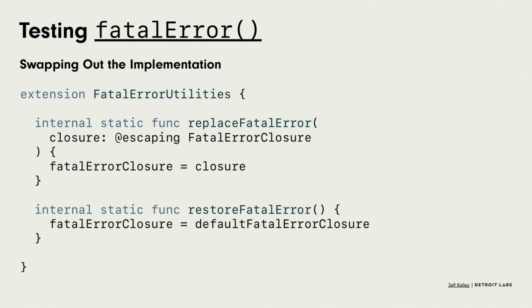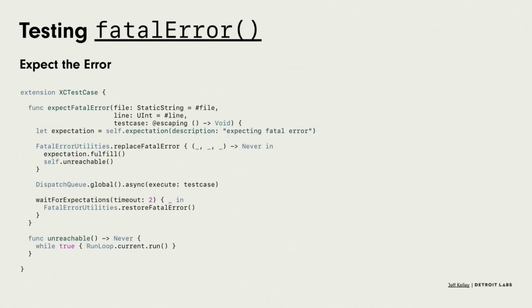But one step further, we can replace that fatalError closure with one of our own. And now, when you call fatalError, it's just going to call that closure. And then we'll have something to restore it so that we don't leave that in there at the end of our test. Now, you'd only ever call this from a test. You don't really want to do this in production. Maybe you want to log something first, but chances are, if your app is going to have a fatal error and crash, you're not going to want to do too much at that time.